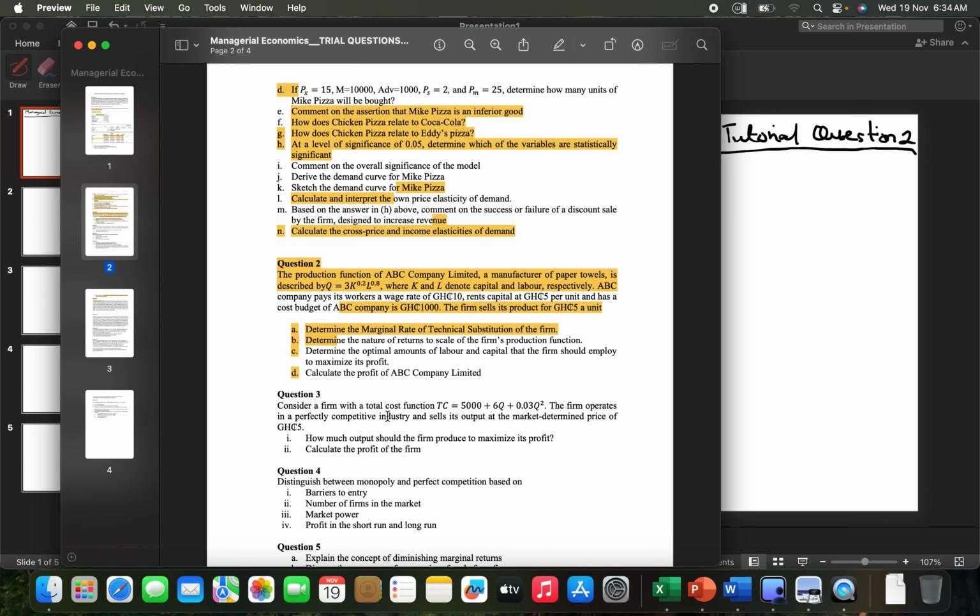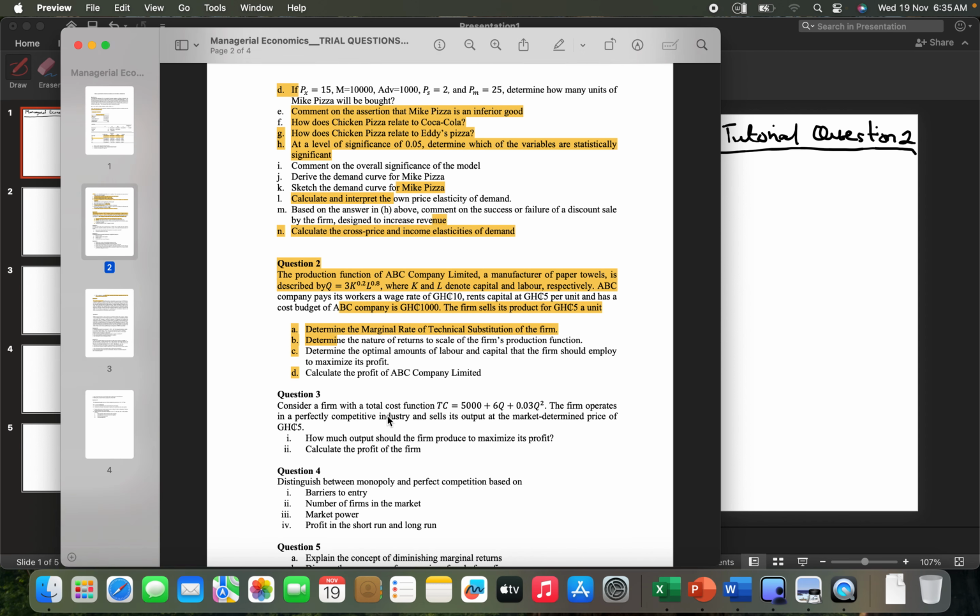A. Determine the marginal rate of technical substitution of the firm. B. Determine the nature of returns to scale of the firm's production function. C. Determine the optimal amount of labor and capital that the firm should employ to maximize its profit. D. Calculate the profit of ABC Company Limited.